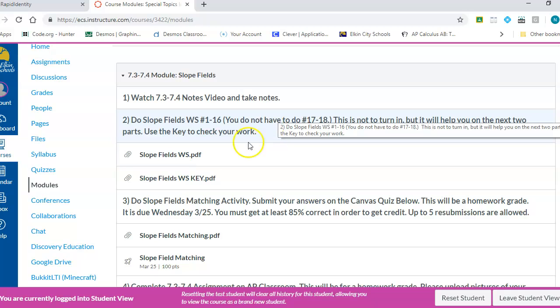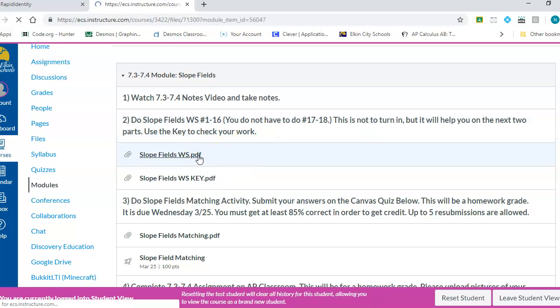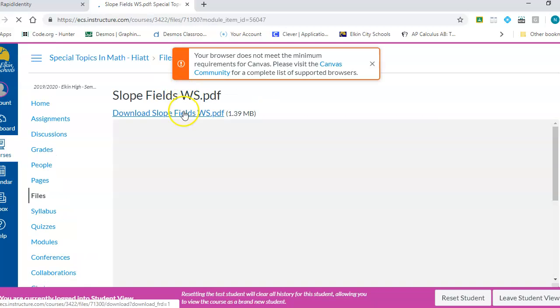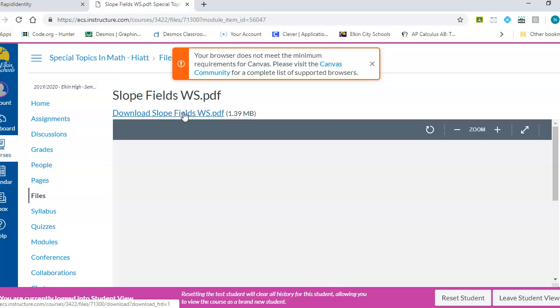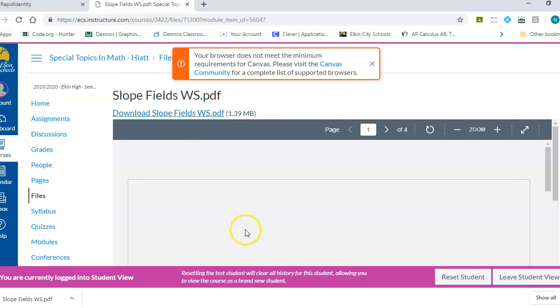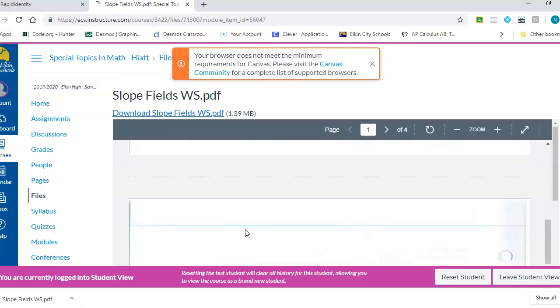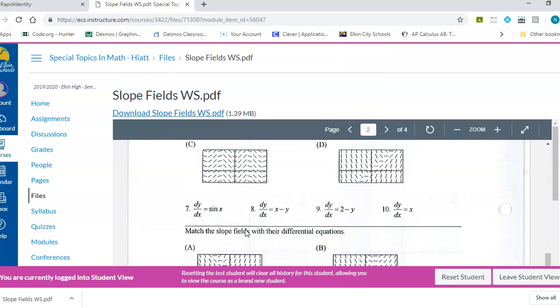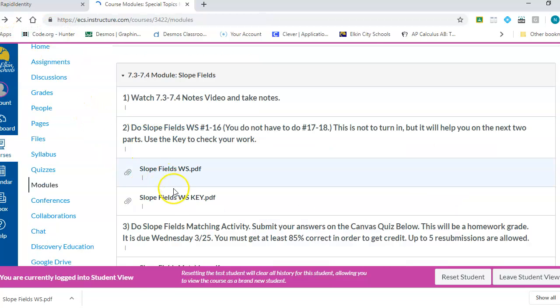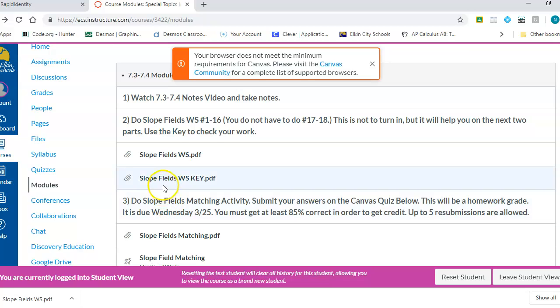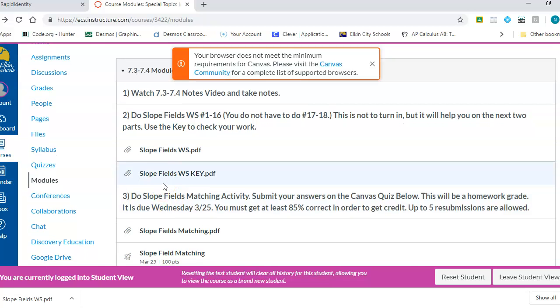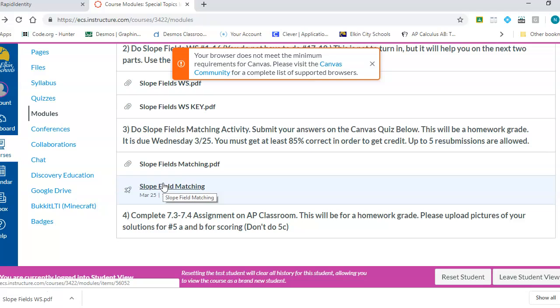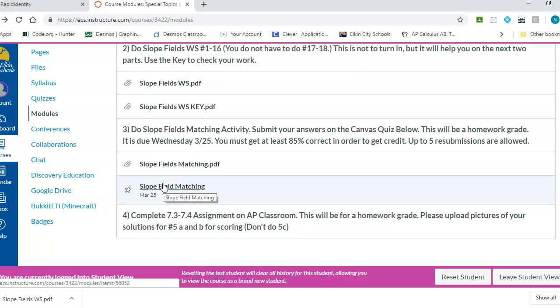This is the one that does not count as a grade, but I'll click here to show you what it looks like. Actually, it gives you a preview there. So it's got several slope fields, some multiple choice questions. You'll answer those. And if you'll look below here, there's the key so you can check your work. The next 2 parts of the assignment are going to be required, and they are going to be due on Wednesday by midnight on Wednesday.